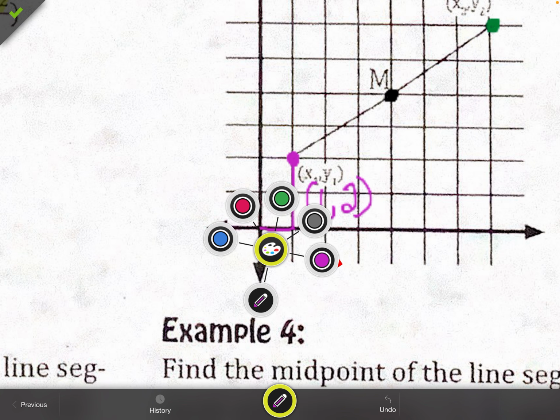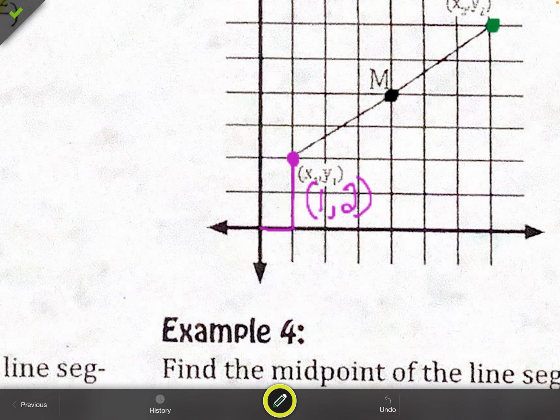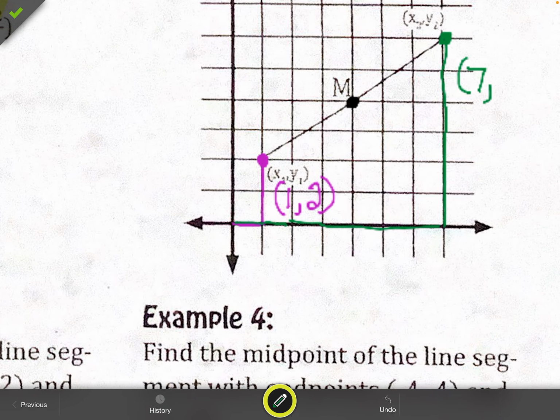Now let's do that for my second endpoint. It's over here. I have to go right 1, 2, 3, 4, 5, 6, 7. Right is positive, so positive 7. And then I have to go up 1, 2, 3, 4, 5, and 6. So my y value is positive 6.